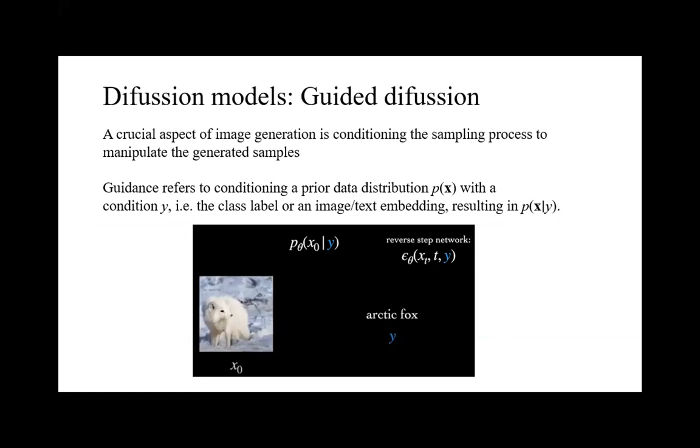So in the reverse step, epsilon theta is going to be the noise, that is the actual output that the U-Net is going to predict. And this noise is going to be conditioned by xt. So I have my current state, t, that is the time step from which I'm trying to go back. And now it's also going to be conditioned by the condition y.